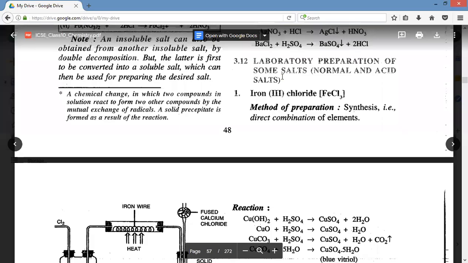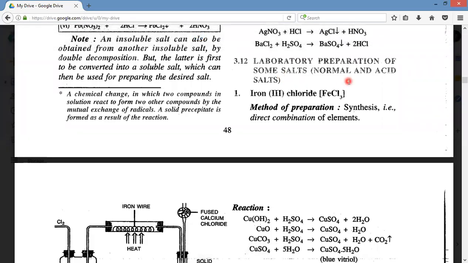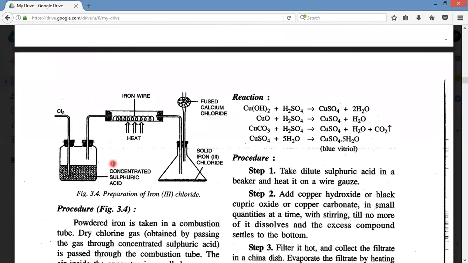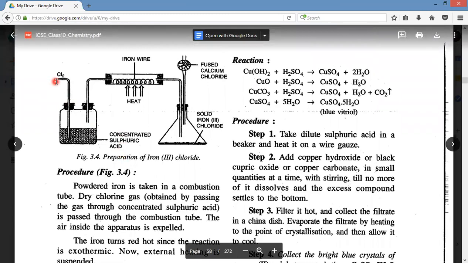Good morning, students. Let's start with the laboratory preparation of normal and acid salts. First example is iron chloride, which can be prepared by the direct combination of elements, named as the process synthesis. For the preparation of iron chloride, kindly check this diagram in which chlorine gas is being inverted into the flask which contains the concentrated sulfuric acid.